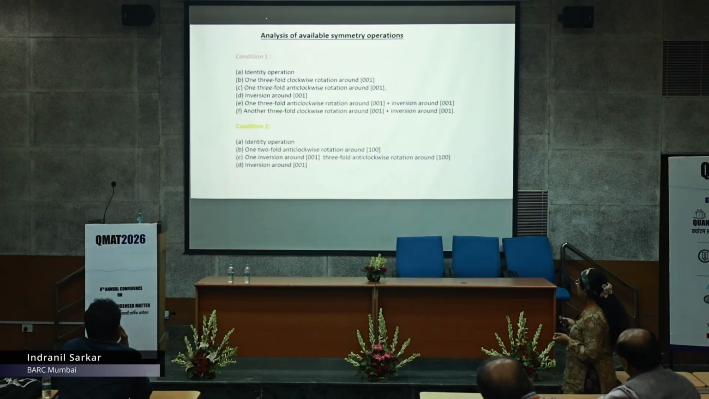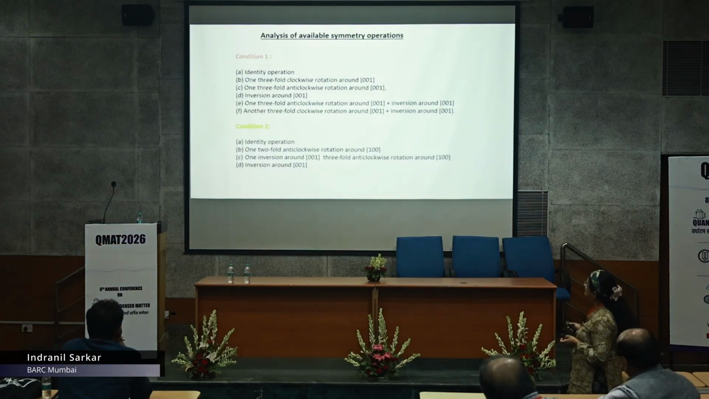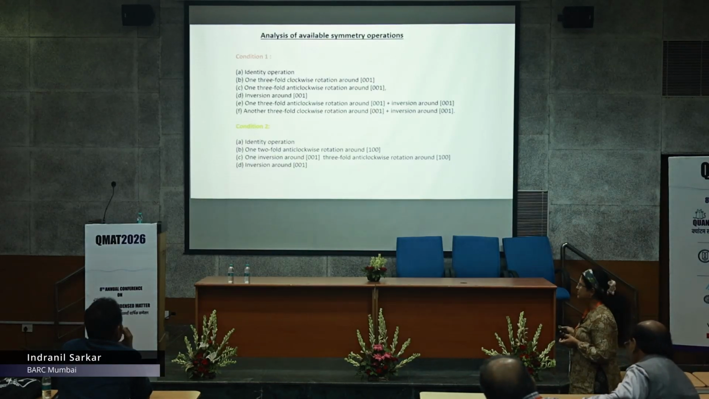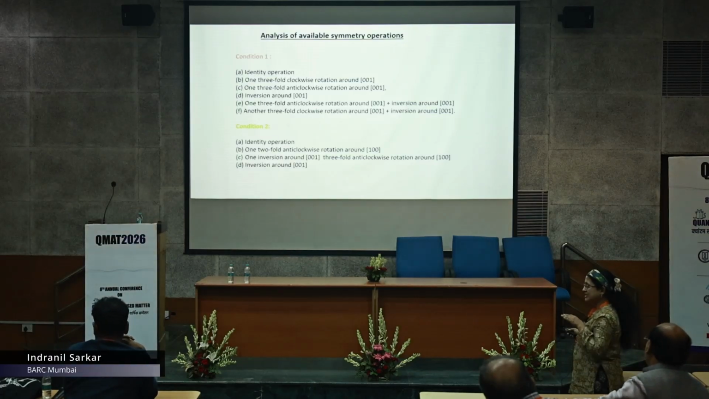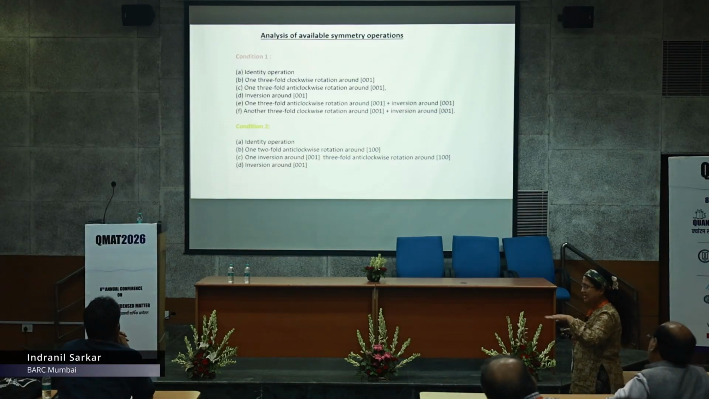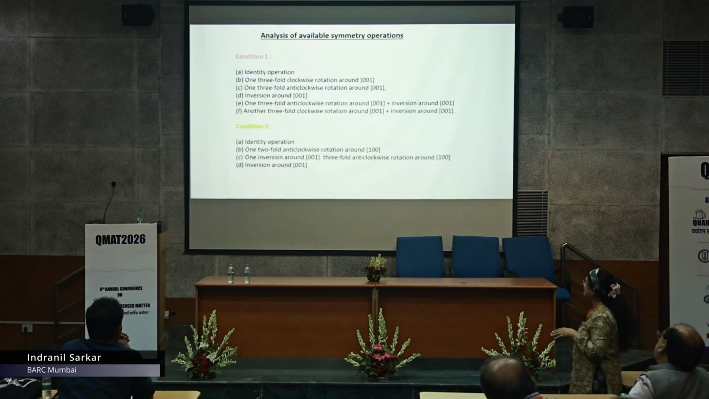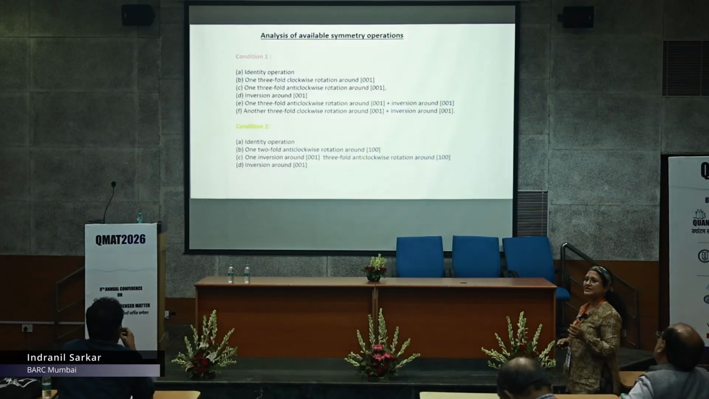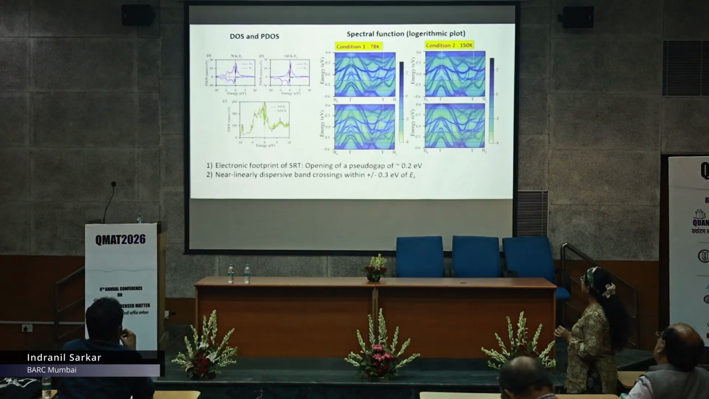And if you analyze this in condition 1 and condition 2, there are 6 symmetry operations available in condition 1, and in condition 2, depending upon the application of the field direction, there are 4 symmetry operations available. So that means that in condition 2, the system is becoming less symmetric.